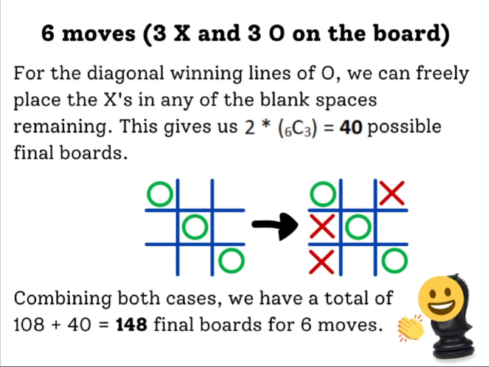For the diagonal winning lines of O, we can freely place the x's in any of the blank spaces remaining. This gives us 2 times 6 choose 3 equals 40 possible final boards. Combining both cases, we have a total of 108 plus 40 equals 148 final boards for 6 moves.